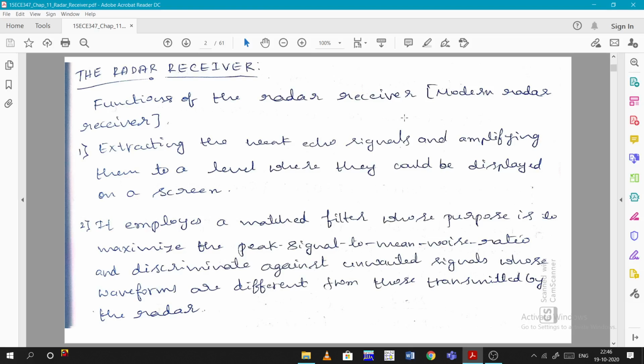Okay, so it employs a matched filter. What can be present in the radar receiver is a matched filter, which will maximize the peak signal. It is a very weak echo signal, so we should amplify it, and they are using a matched filter to do that. It will maximize the peak signal to mean noise ratio and discriminate against unwanted signals whose waveforms are different from those transmitted by the radar. It also filters out the unwanted signal that is being received.